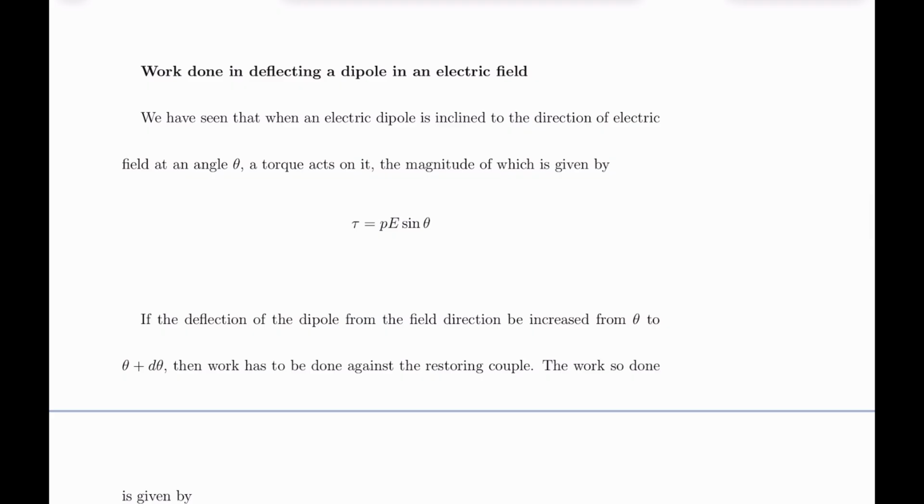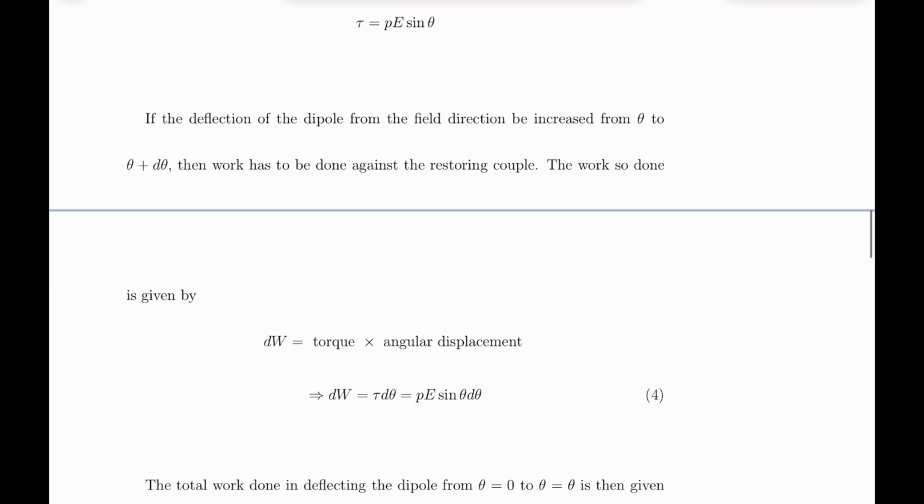So the work done in this process is given by dW equals torque into angular displacement. Torque is tau, angular displacement is d theta, because we have increased the angle from theta to theta plus d theta. So put the value of tau here. Tau is PE sin theta and this is d theta.